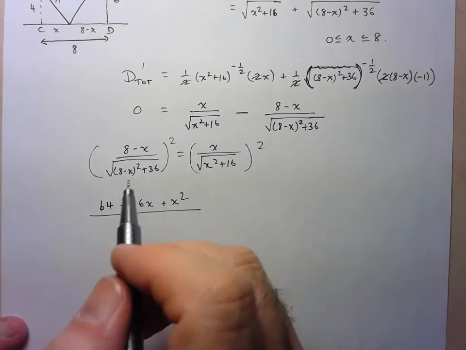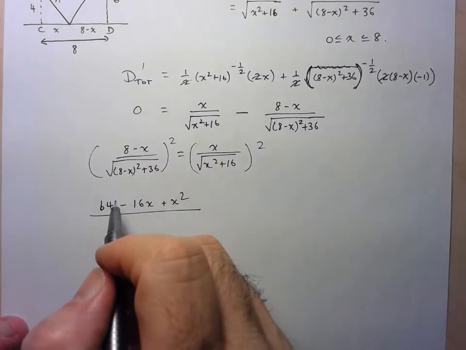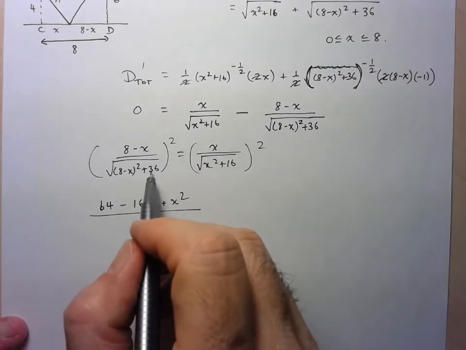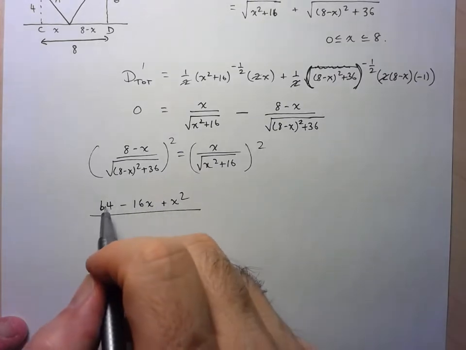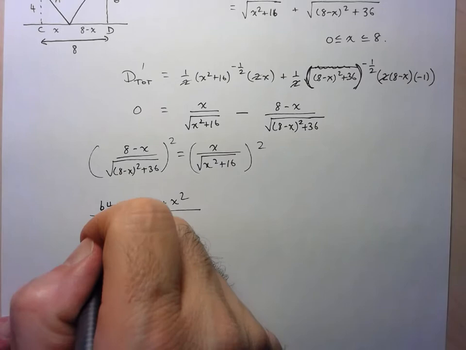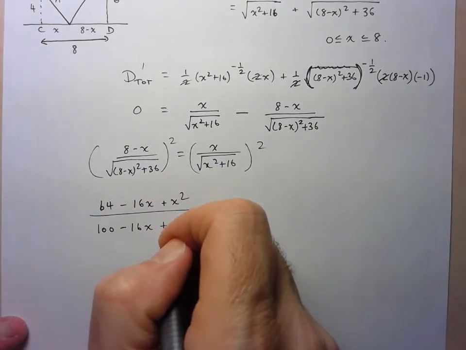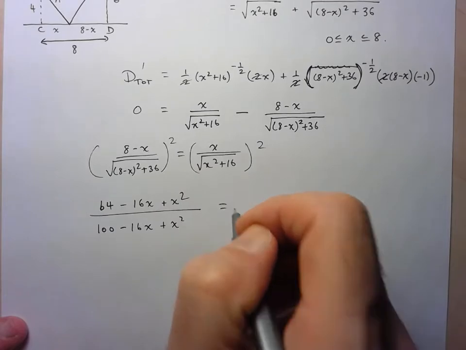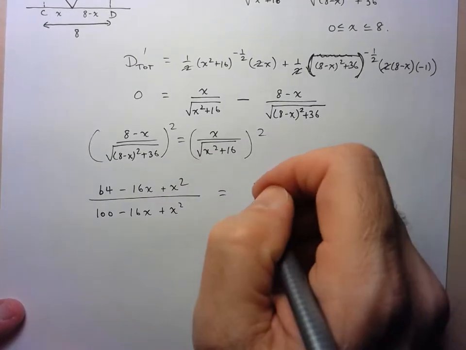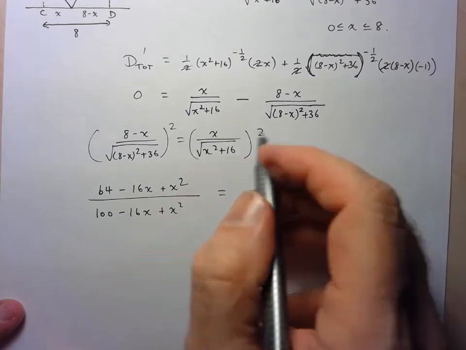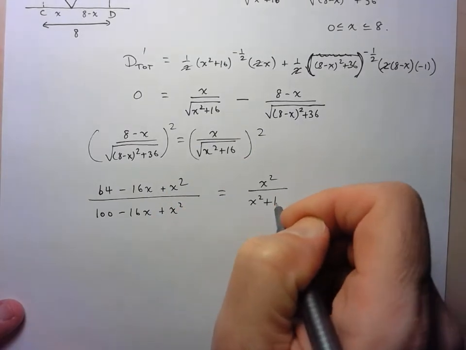So again, I think it was worth waiting because now I know it's going to be exactly the same as the numerator, but plus the 36. So 64 plus 36 is just 100, so I'll have 100 minus 16x plus x squared. And the right-hand side looks like it'll be significantly easier. So numerator, we just have x squared. And then here, the square is going to get rid of the square root, so x squared plus 16.